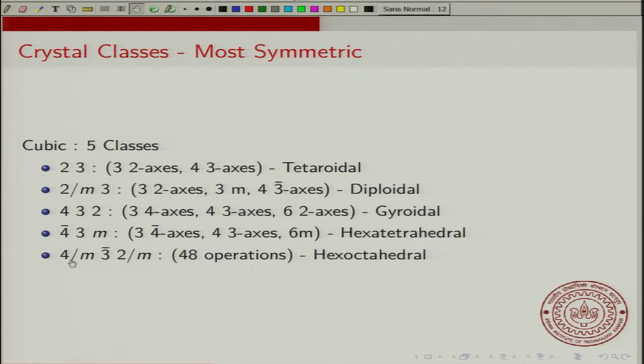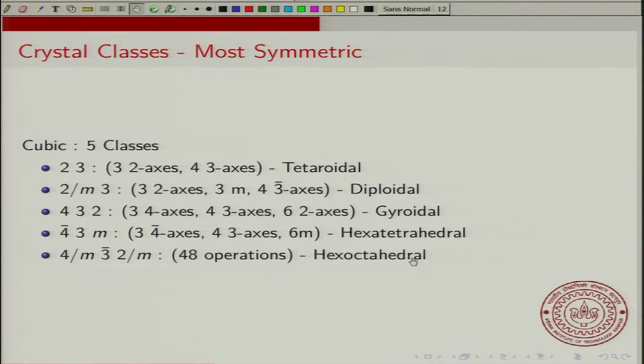And finally, this is the group that we have seen before. You have a 4-fold axis and a perpendicular mirror, then you have a 3-fold roto-inversion axis, and you have a 2-fold axis and a perpendicular mirror. These are the 48 operations that you saw in the case of the face centered cube and the body centered cube. This is referred to as hexaoctahedral. And this is the highest symmetry that you can get. This is in some sense the most symmetric crystal class.